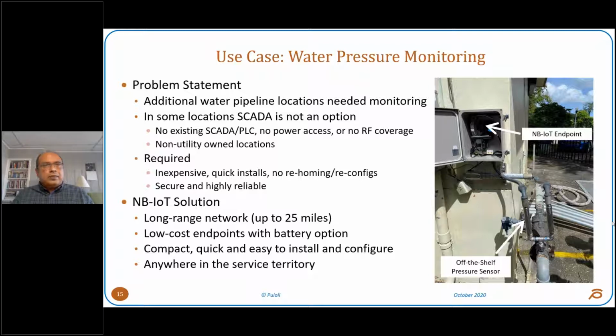The other requirement is obviously that it has to be a highly secure and very reliable network, and it has to be inexpensive, with very quick and simple installs. Against that problem statement, you can see how well the NB-IoT solution fits. It's a long-range network with low-cost endpoints, and a battery option if needed. It is compact and a quick install. We are very glad that we were able to demonstrate and operate this use case. You can see the diagram on the right side. The sensor is a T-junction where the water pressure transducer is installed, and it connects to the small compact remote unit inside the box you see on the wall.